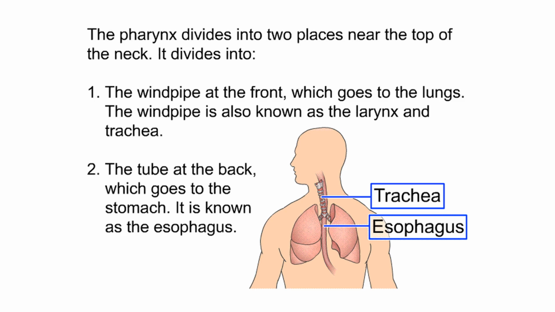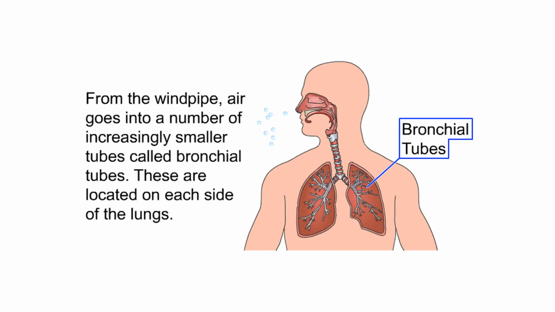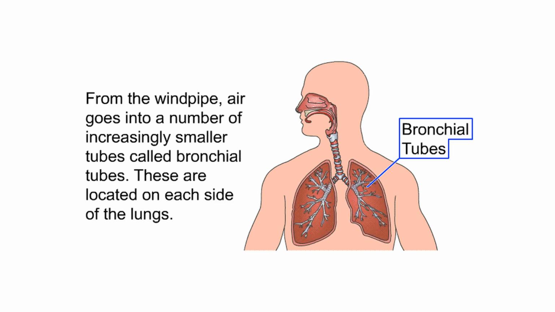The pharynx divides into two places near the top of the neck. It divides into 1. The windpipe at the front, which goes to the lungs. The windpipe is also known as the larynx and trachea. 2. The tube at the back, which goes to the stomach. It is known as the esophagus. From the windpipe, air goes into a number of increasingly smaller tubes called bronchial tubes. These are located on each side of the lungs.